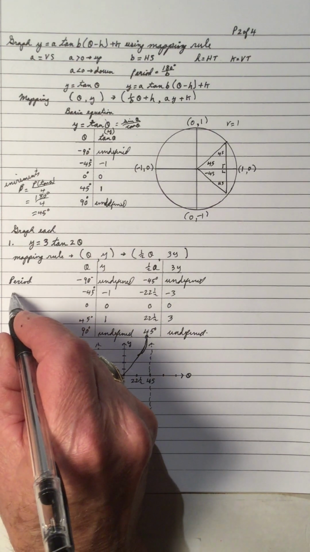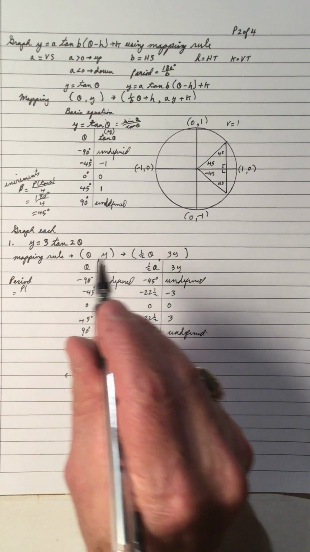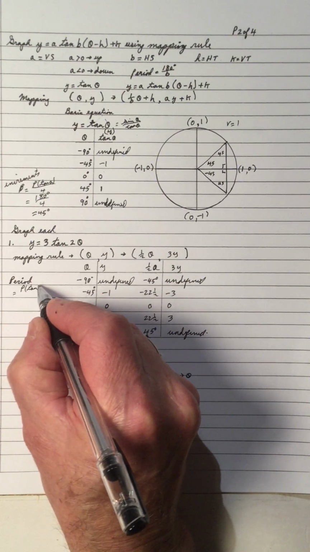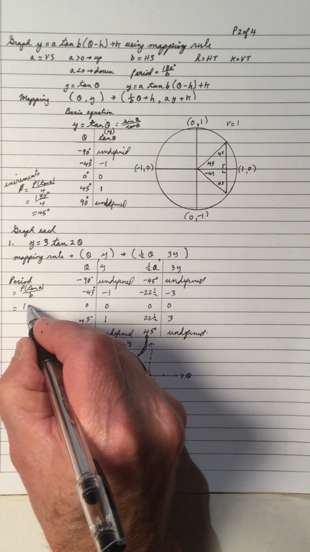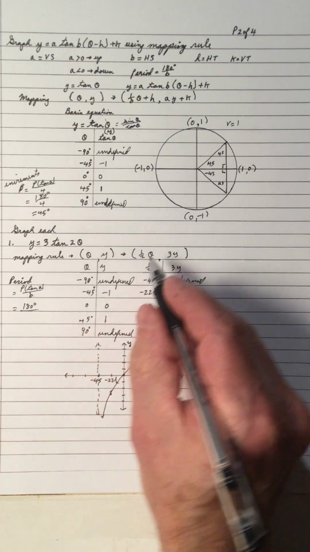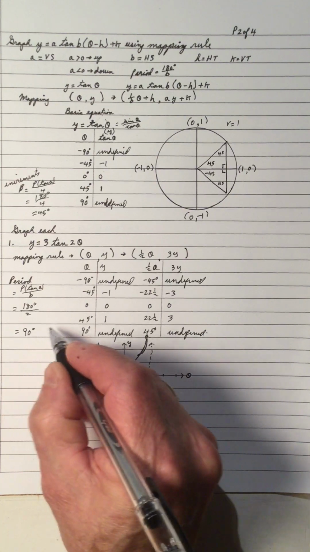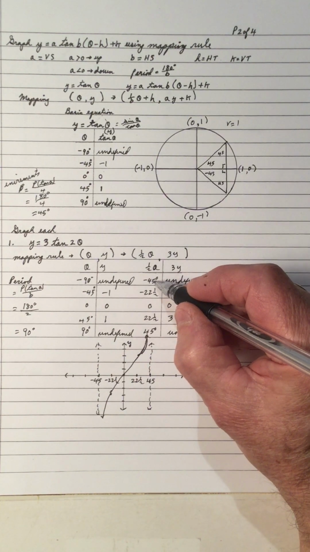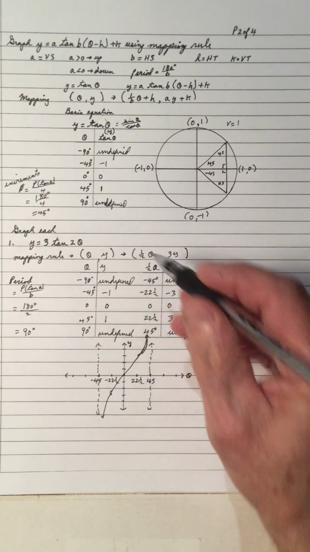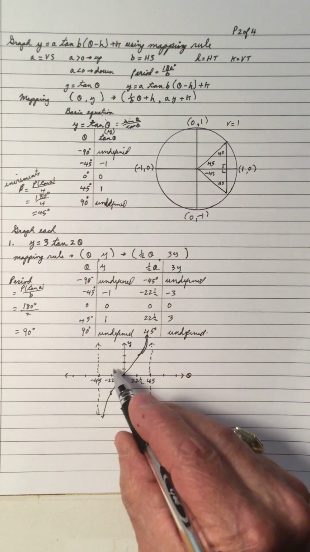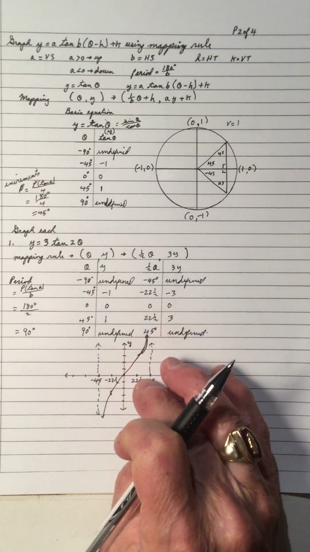Now the period is the period of tan divided by b. So the period of tan is 180 and b is 2. So the period of this function is 90. So if we go from negative 45 to 45, you get a 90. So that means, if you think of it, there's 2 of these between negative 90 and 90. There's 2 of these in there.